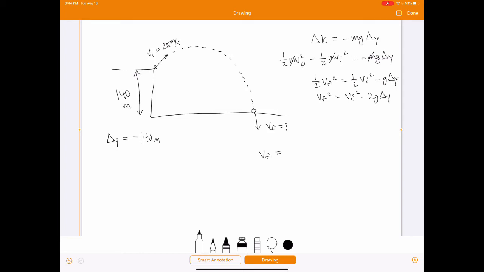So v final is the square root of v initial squared minus 2g delta y. And we'll plug in what we know. V initial is 25 meters per second. We'll square that. Minus 2 times g, which is 9.8 meters per second squared, times delta y, which is minus 140 meters. So you make this calculation, and you should get 58 meters per second. So using the work energy theorem, we were able to figure out that the final speed of this rock just before it hits the ground is 58 meters per second.